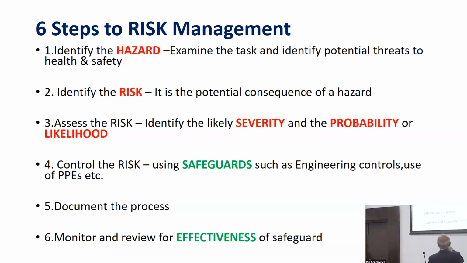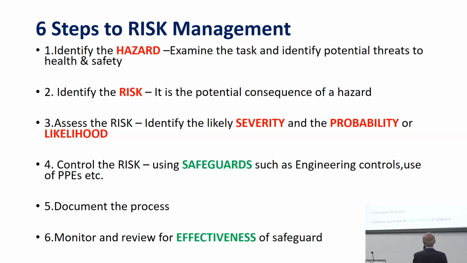The third one is assess the risk, identify the severity and probability, that is likelihood. This is what is important. If you are able to assess the likelihood, and it is not a severe probability, a very minor one, once in 10 years, it may not happen. So you have better protection. Then control the risk by using safeguards such as engineering controls, use of PPEs, etc. These are the safeguards, like the barriers I mentioned in the case of the tiger. Then document the process, monitor, and review the effectiveness of the safeguards. These are the various ways safety can be taken care of with respect to risk management.